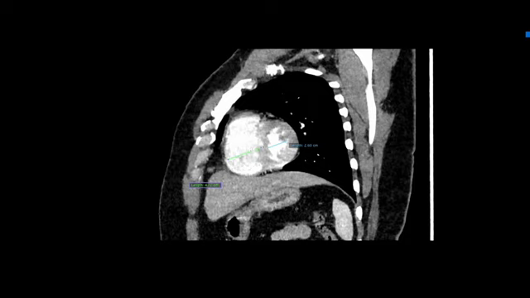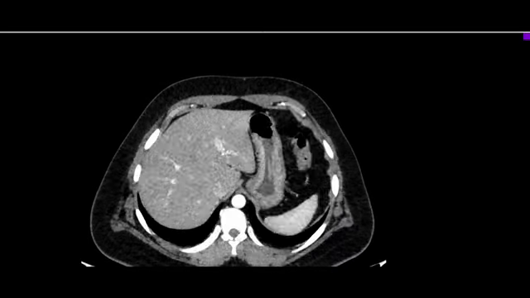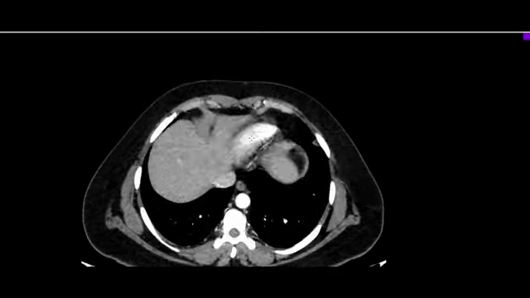Second is the interventricular septum. There will be straightening of the septum, or the septum can be deviated towards the left side. So we say there is RV strain. And third finding, if you see reflux of contrast into the IVC and the hepatic veins.